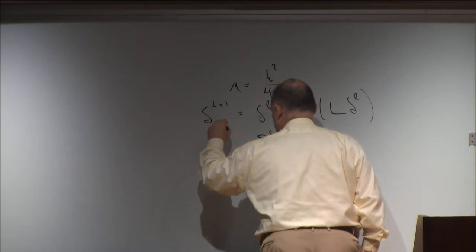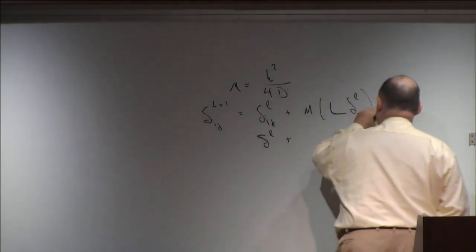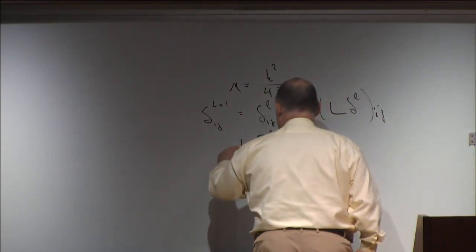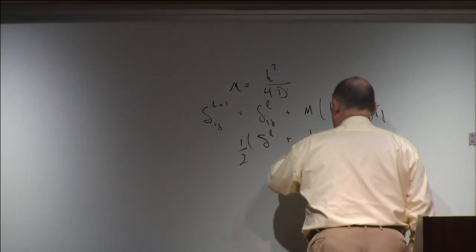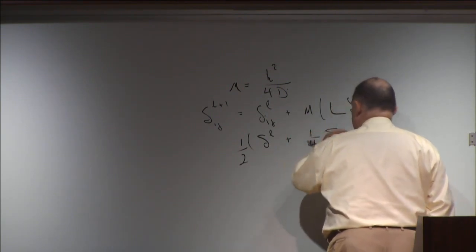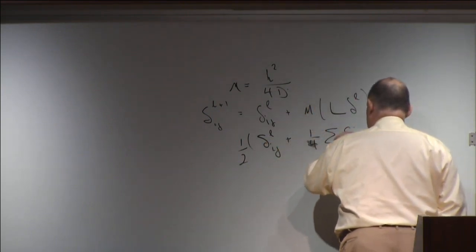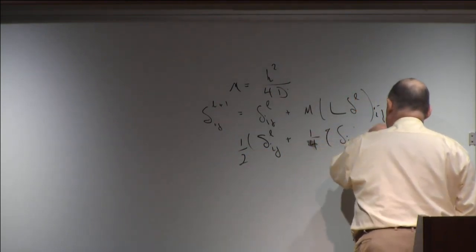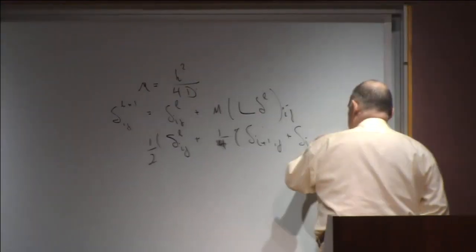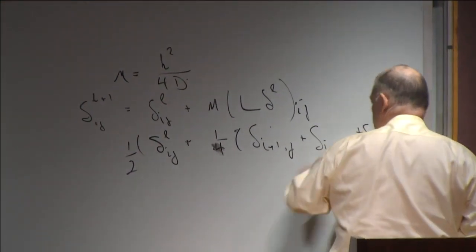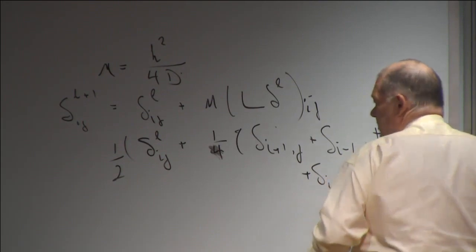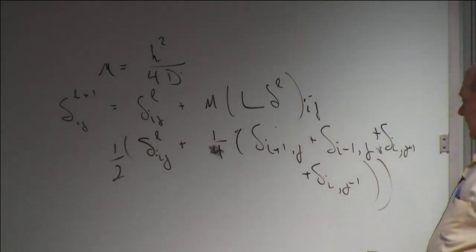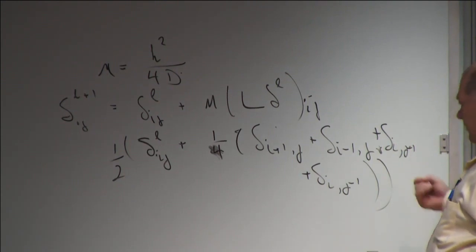So let's do this at ij, just in 2 dimensions. Delta L, for this choice of the parameter, you get 1/2 delta L plus 1/4 in 2 dimensions times this, at ij. Let's not even do it as a sum. Delta I plus 1 j plus delta I minus 1 j plus delta I j plus 1 plus delta I j minus 1. So it is the average to get the new error. It's the average of the old error with the sum of the things at nearest neighbors.